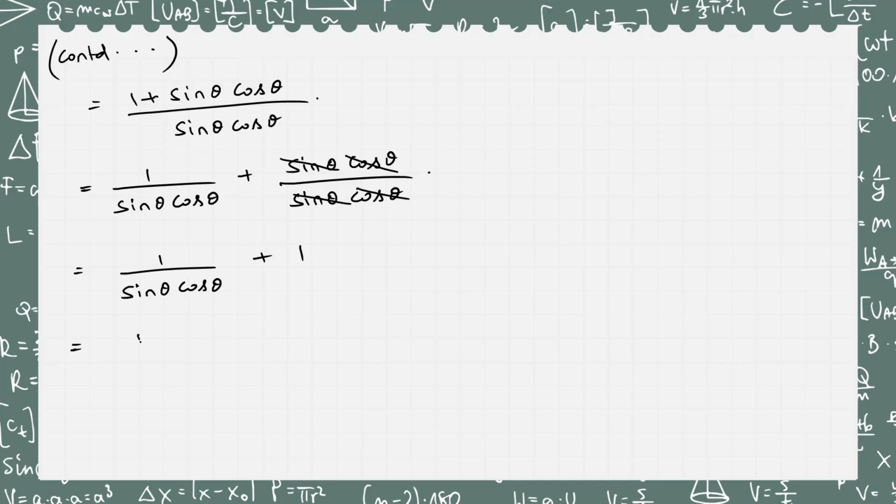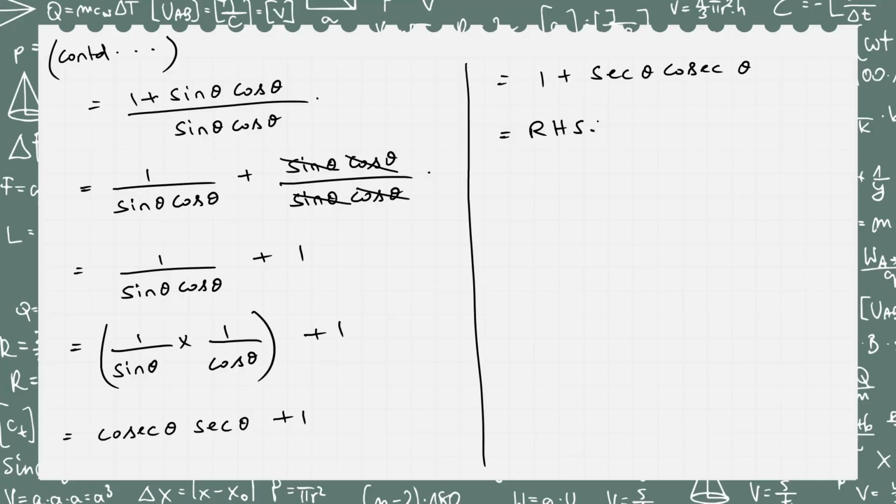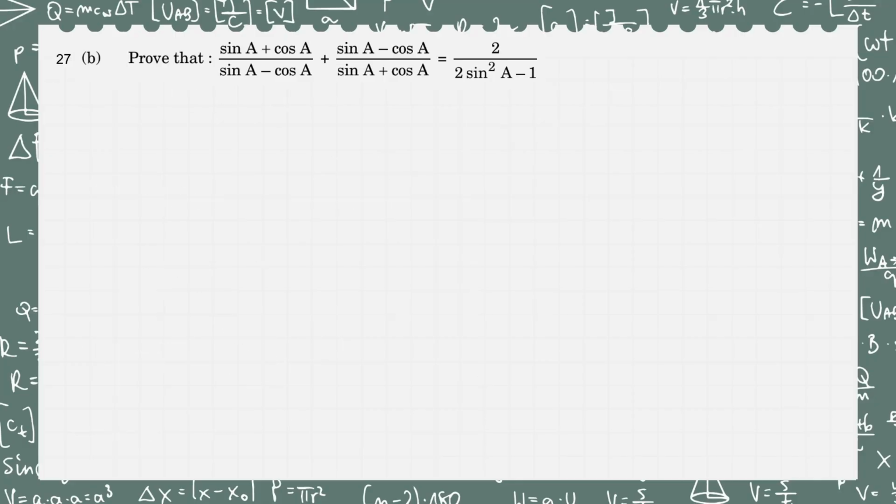So this we can split into product of two fractions like 1 by sin theta into 1 by cos theta plus 1, and of course we know 1 by sin theta is nothing but cosecant theta, 1 by cos theta is nothing but secant theta, plus 1, and this can be rewritten like 1 plus secant theta cosecant theta also, which is the given right hand side. So we have proved the result. Let us move on to the next sum.